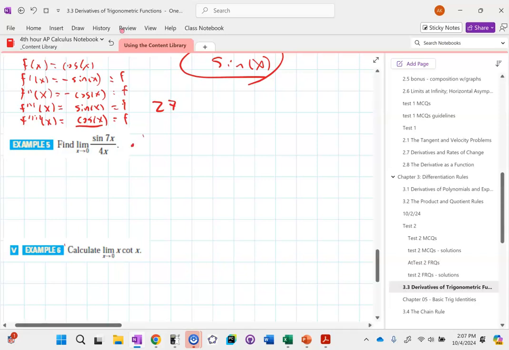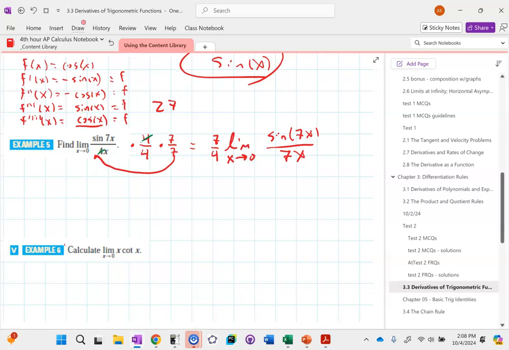So here's what I'm going to do. I'm going to multiply the top and bottom by 4. That'll cancel with that. Everybody's okay with that? And then I'm going to multiply the top and bottom by 7. So this 7 I'm going to stick in there. And that other 7/4 then I can just pull outside of my limit. What do you guys think? You see what I did there?